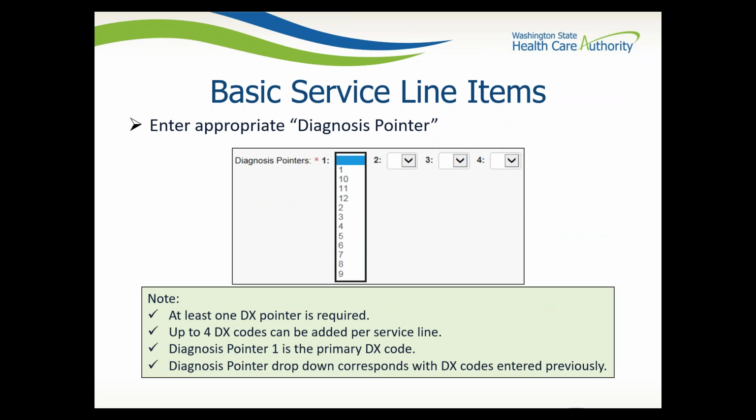Next, you need to tell ProviderOne which diagnosis code goes with the procedure you are entering. This is done by using the diagnosis pointer dropdown. The numbers in the drop-down boxes correspond to the diagnosis boxes you entered above. What you entered in box number 1 is considered the primary diagnosis for that specific line.